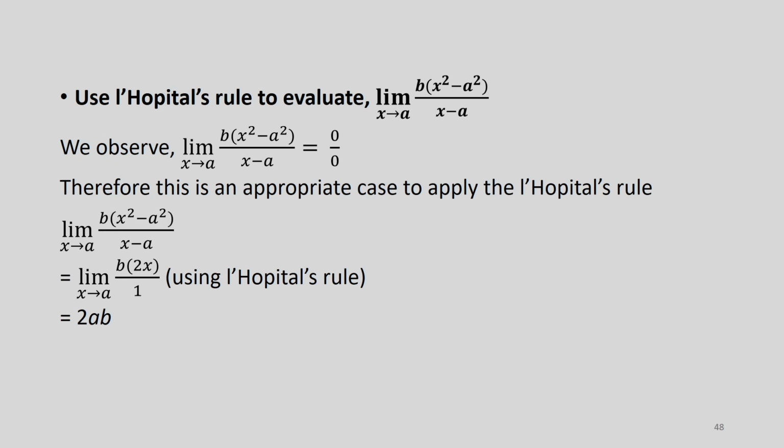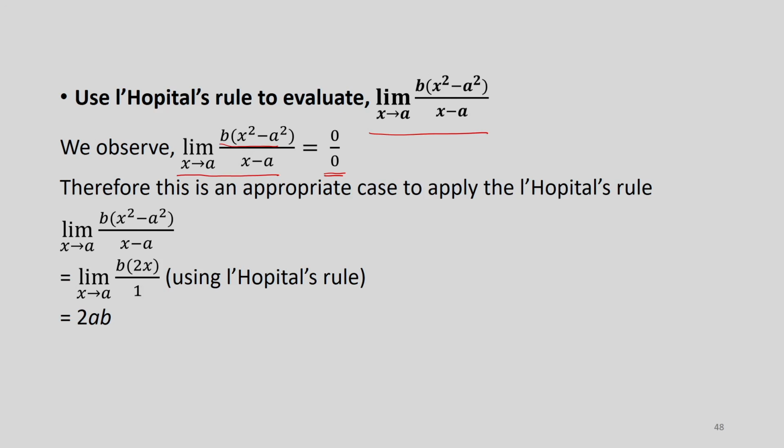Now we come to another question. This is related to L'Hopital's rule of differentiation. Use L'Hopital's rule to evaluate this: limit x goes to a of b multiplied by (x square minus a square) divided by (x minus a). Now the specific problem with this particular limit is that as x goes to a, the numerator actually approaches 0 and the denominator also approaches 0. So the entire function is approaching a 0 divided by 0 form.